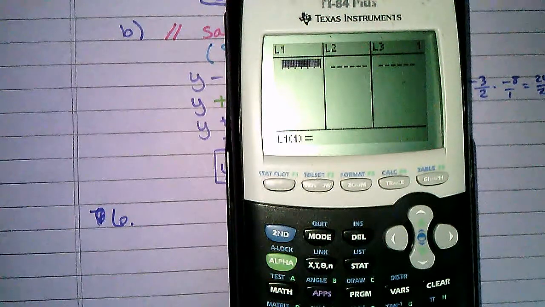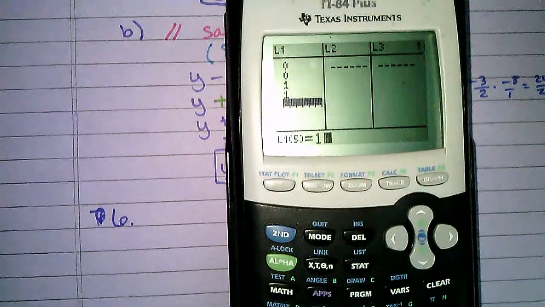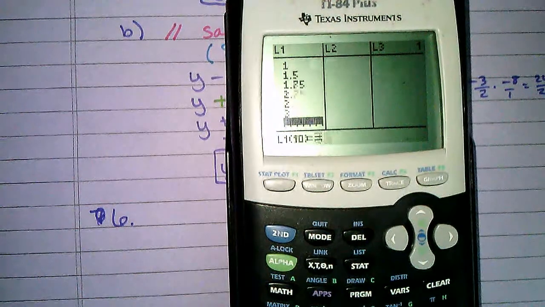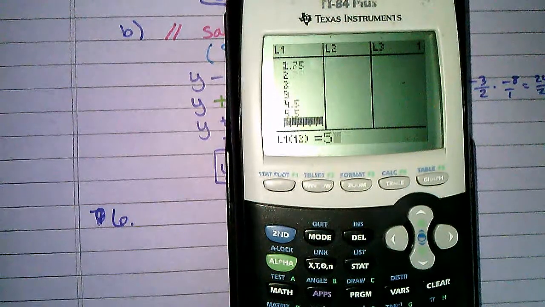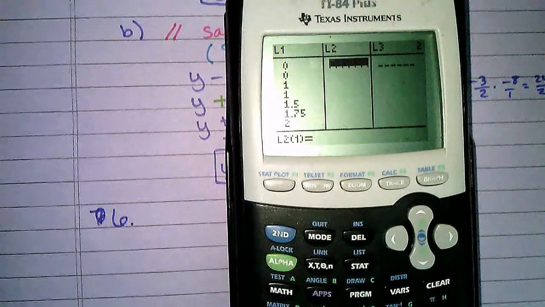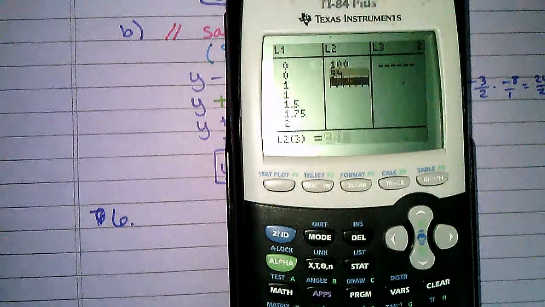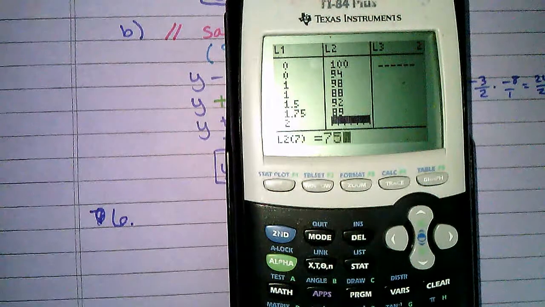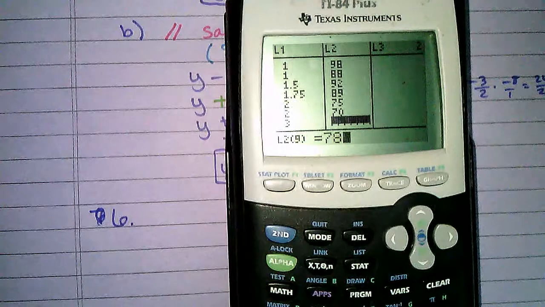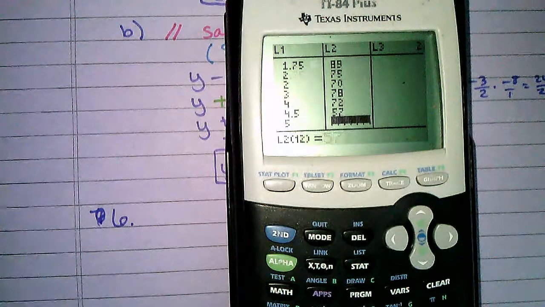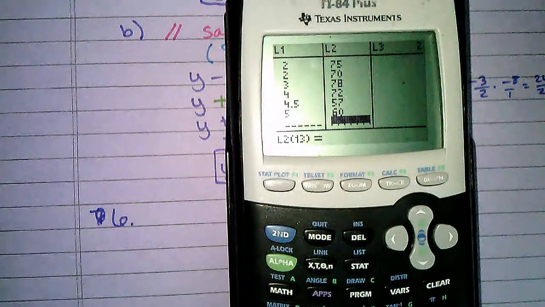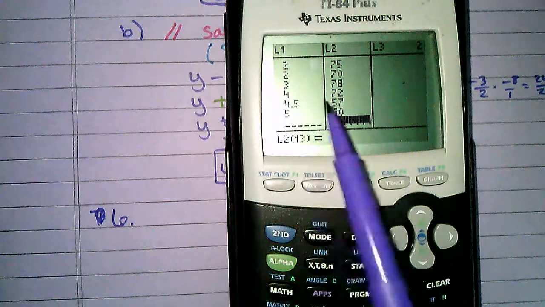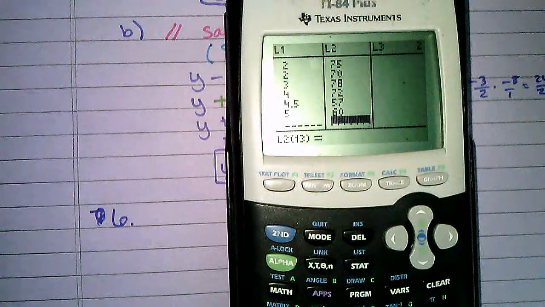Okay, so we're going to enter our numbers: 0, 0, 1, 1, 1.5, 1.75, 2, 2, 3, 4, 4.5, and 5. Okay, list 2. We've got a 100, 94, 98, 88, 92, 89, 75, 70, 78, 72, 57, and 60. And when we are done, we do want to make sure that our ends line up at the same place and we don't have an extra number in one column or the other. So make sure that that's happening.